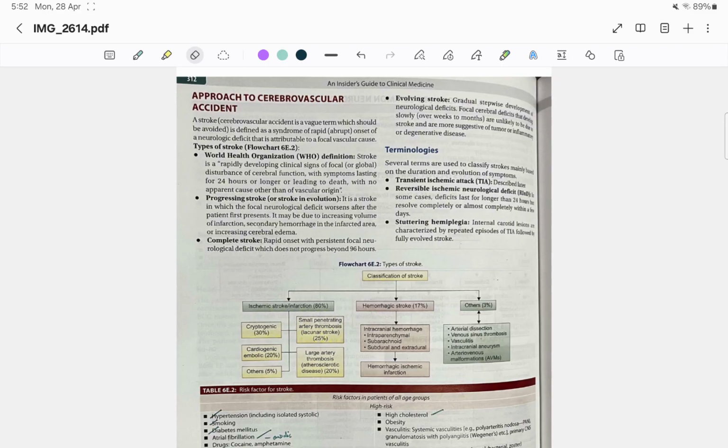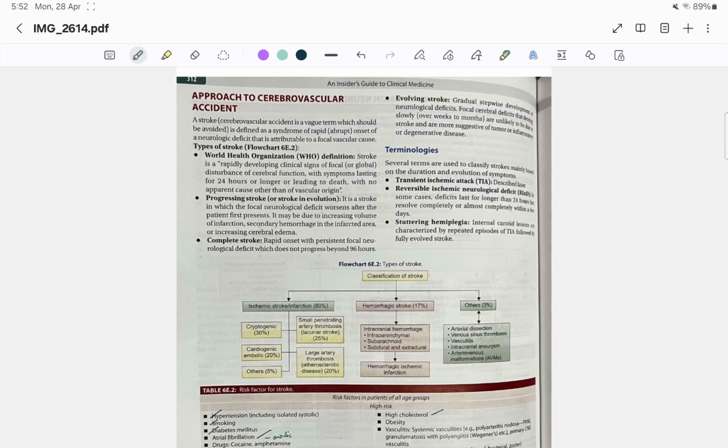If you first start with the World Health Organization definition, this will be asked by every examiner who is coming for your exams, because this is the only thing they will expect from you if they ask to define stroke. Stroke is a rapidly developing clinical sign of focal disturbance of cerebral function with symptoms lasting for 24 hours or longer or leading to death with no apparent cause other than vascular origin.